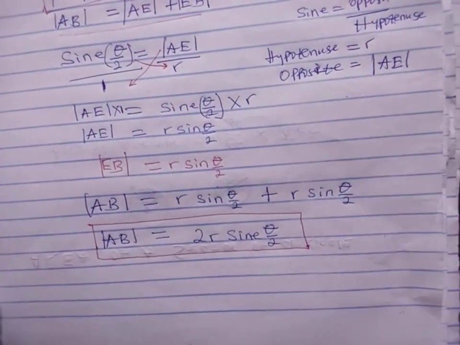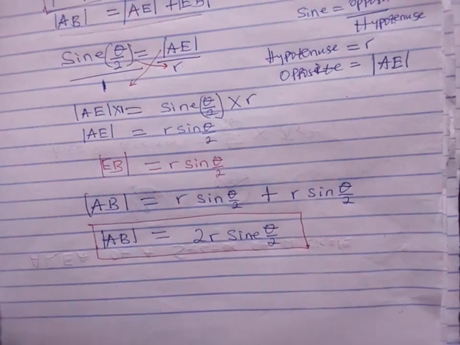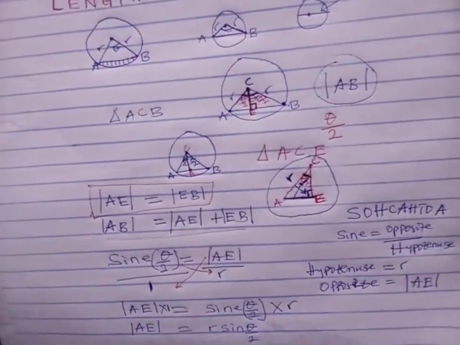So friends, this is how to calculate the length of a chord of a given circle. Remember that the formula for calculating the length of a chord of a circle is 2R sine theta over 2. We've been able to derive this formula.